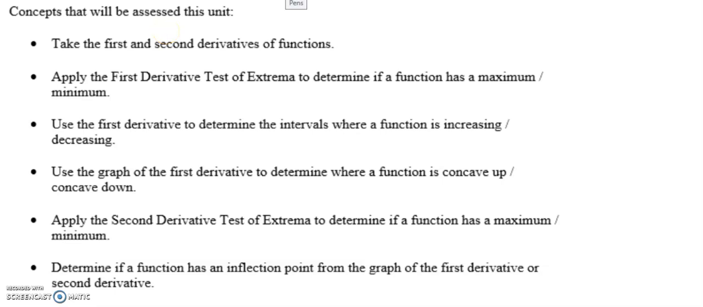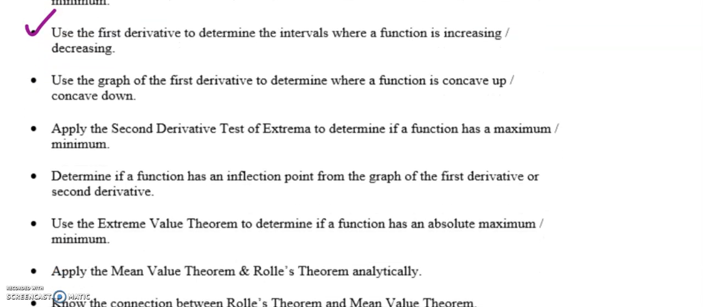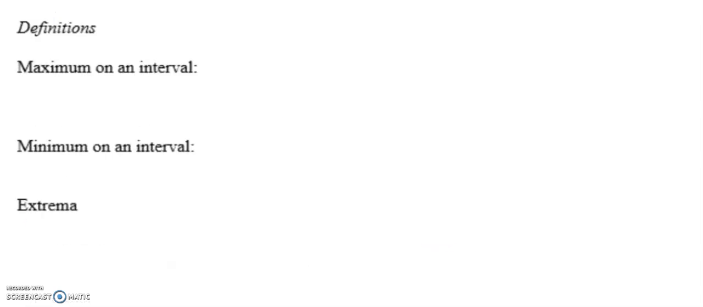In our next video for Unit 3, we have learned how to take the first and second derivative. We applied the first derivative test for extrema. We used the first derivative to determine increasing and decreasing. We are going to be moving down here, which is using the extreme value theorem to determine if a function has an absolute maximum or minimum.